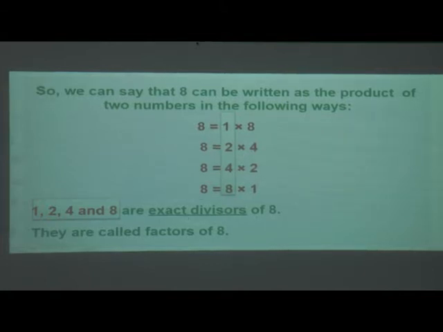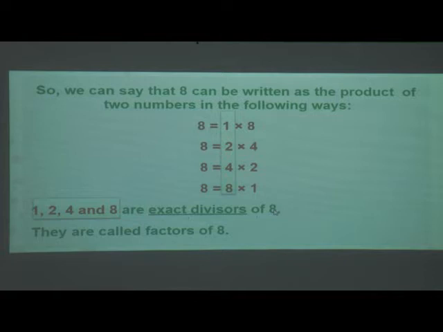So from this what we have seen is that 1, 2, 4 and 8 are exact divisors of 8. So they are called factors of 8. So what are the factors of 8? 1, 2, 4 and 8 are factors of 8. So let us see in detail about factors.